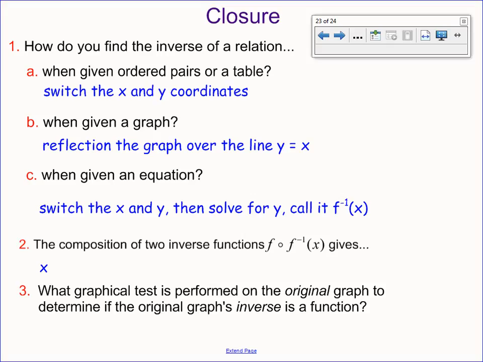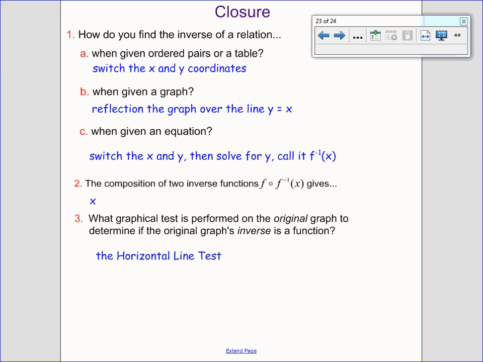And what graphical test is performed on the original graph to determine if the original graph's inverse will be a function or not? So what test can I do on the original to determine if the original's inverse will be a function or not? Casey? The horizontal line test. The horizontal line test is correct. Nice job, you guys, and thank you for sharing. You did great work today.